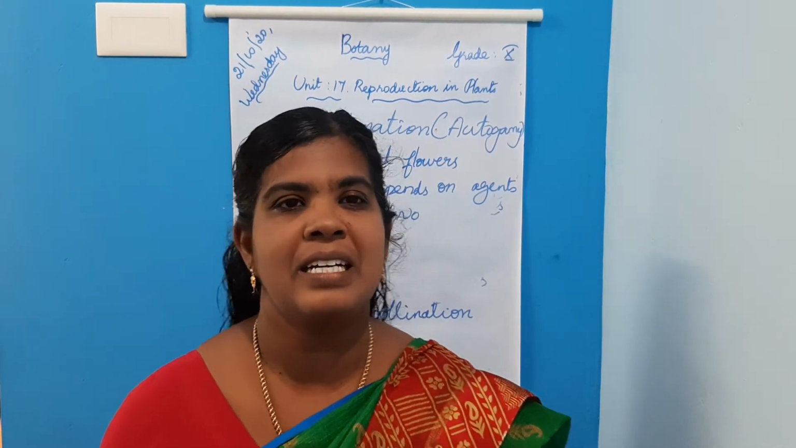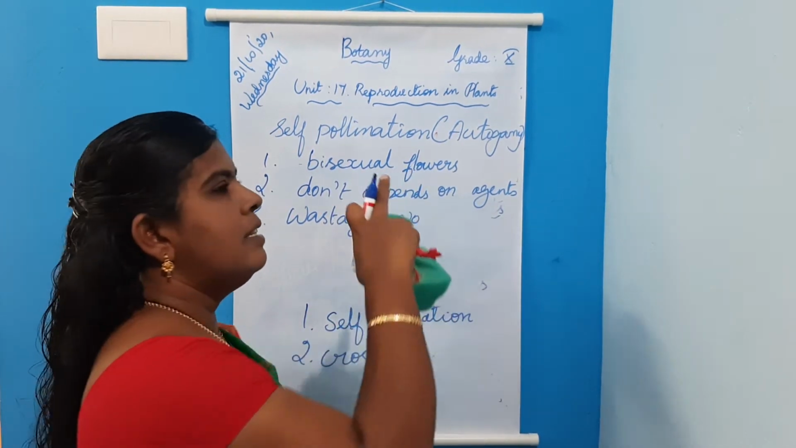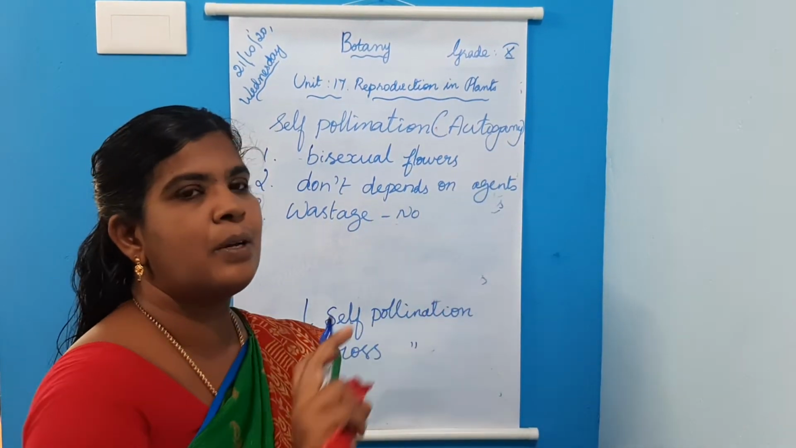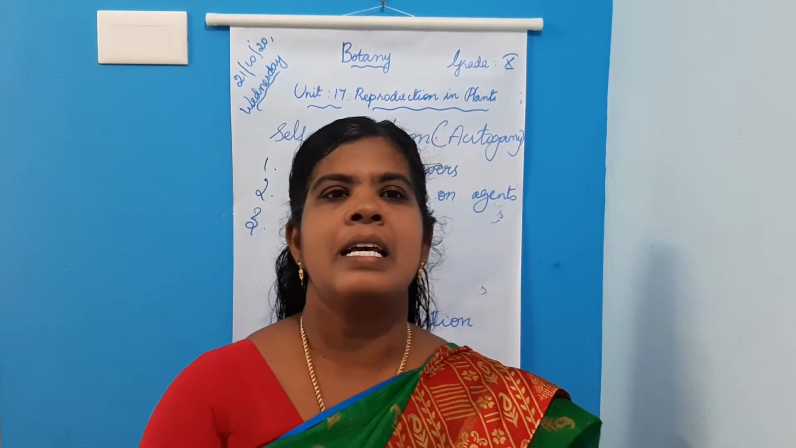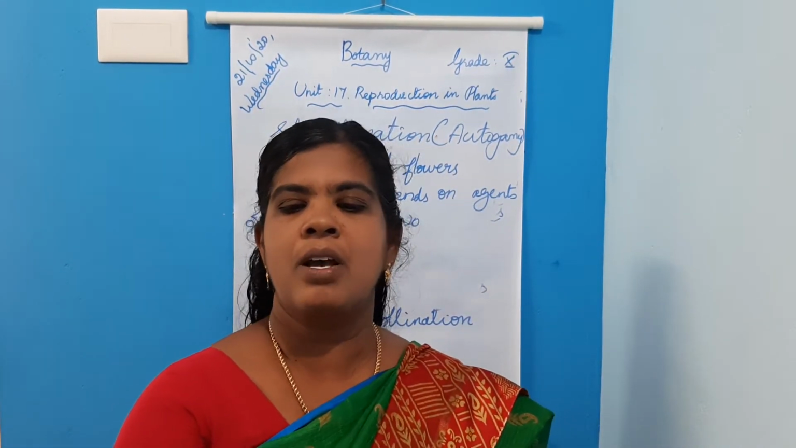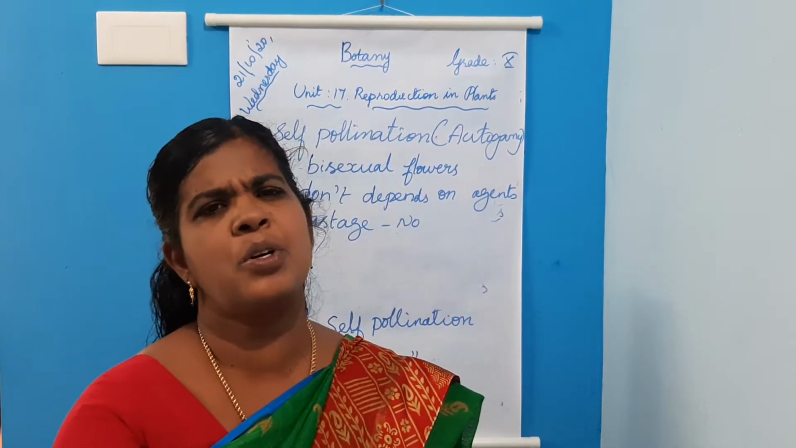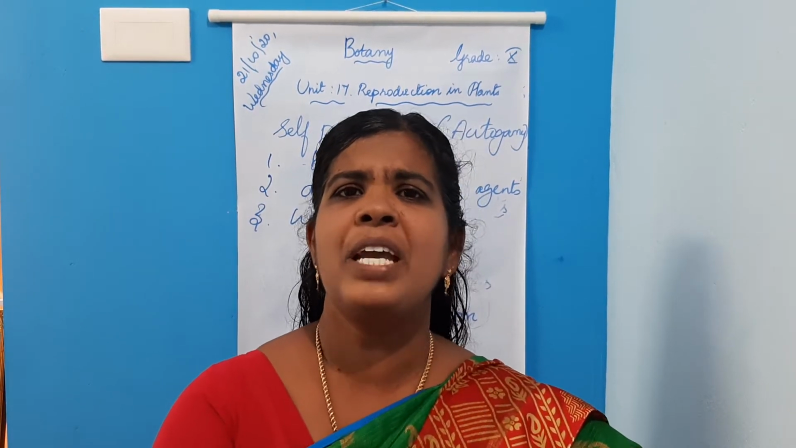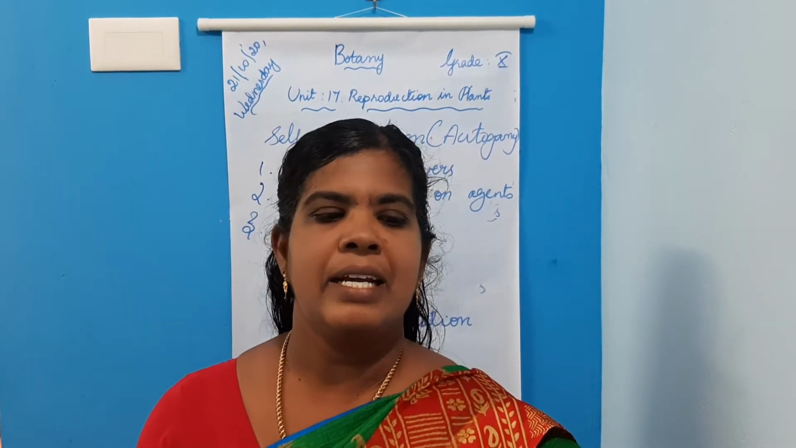These are the disadvantages. Advantages are: it is possible in certain bisexual flowers, these autogamous flowers do not depend on any agents for pollination, and there is no wastage of pollen. But the disadvantages are that seeds produced are less in number, endosperm is minute or very small, and new varieties of plants cannot be developed.